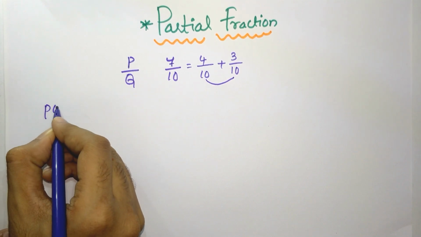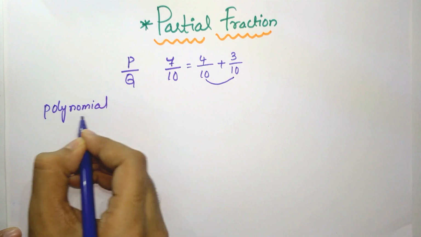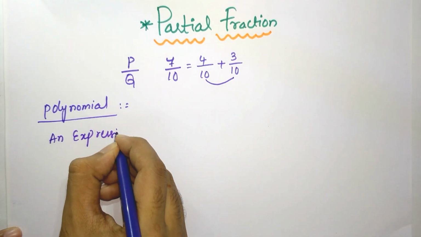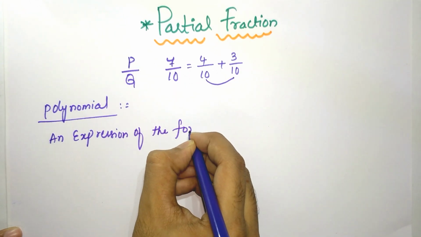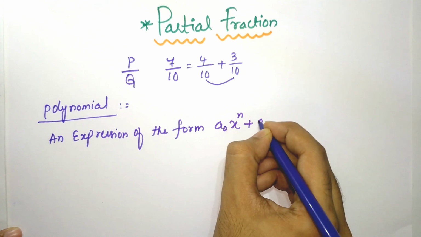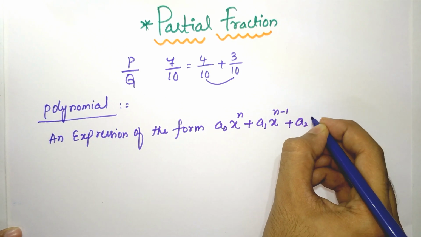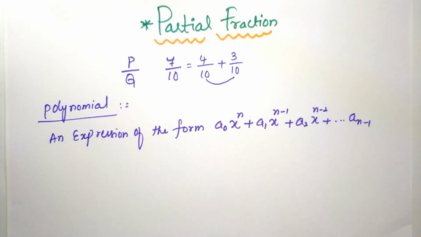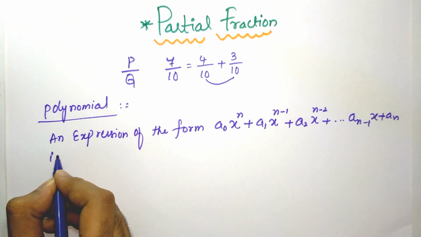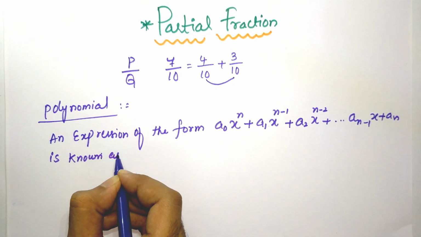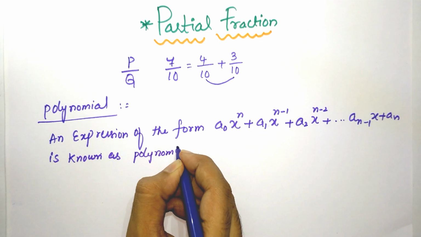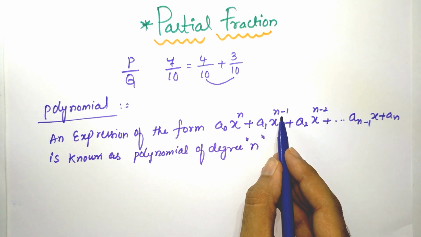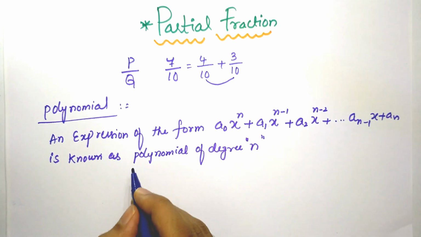Okay. Now, the next one is polynomial. An expression of the form a0 x to the power of n plus a1 x to the power of n minus 1 plus a2 x to the power of n minus 2 up to a suffix n minus 1 into x plus an is known as a polynomial of degree n.